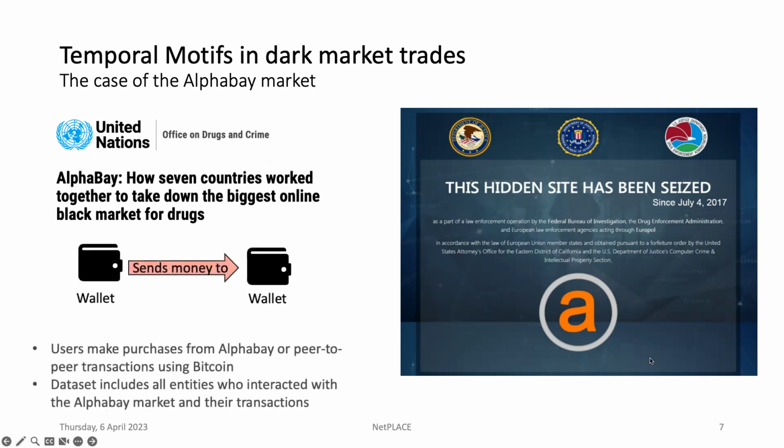From a network point of view, to buy and sell on AlphaBay you used Bitcoin, and AlphaBay acted as a sort of middleman. You could make purchases directly to someone else, but a lot of the time you would purchase through AlphaBay, where you'd send it to them as an escrow, and then they'd send it to the seller of the goods. The data set that we were using was all users or entities who'd ever interacted with the AlphaBay market, and their transactions.